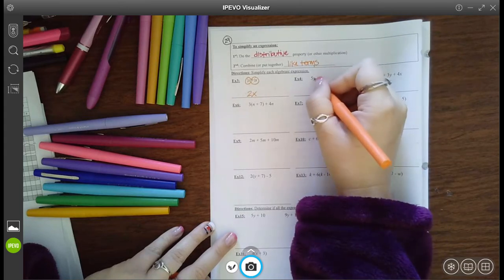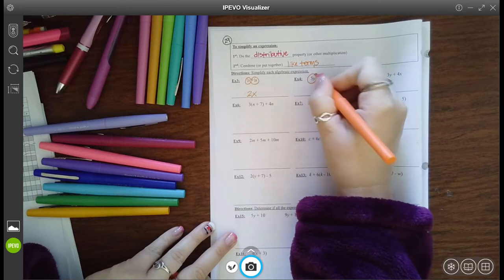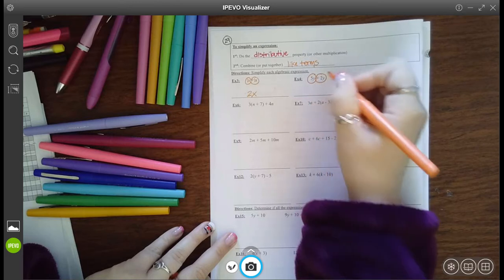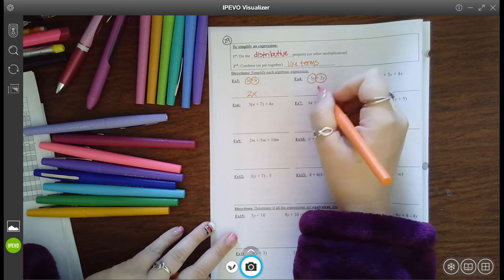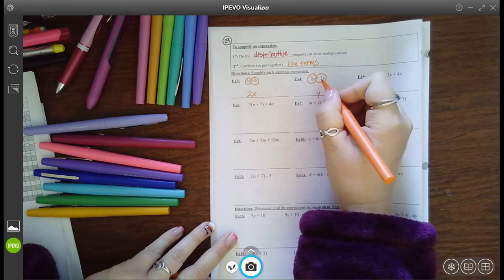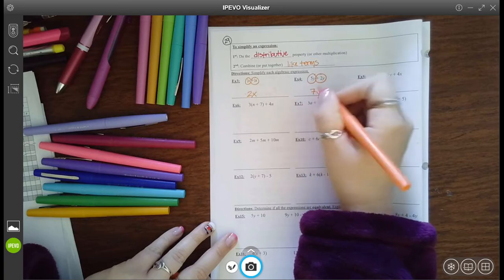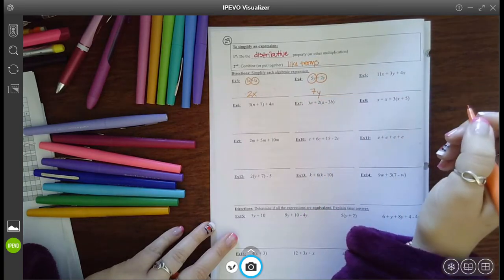This guy says 5y and 2y. They both are y's to the same power. So let's circle both of these. These are both like terms. So keep the y the same and then combine the numbers in front. What's that name for a number in front of a variable? Coefficient. Combine the coefficients. 5 plus 2 makes 7, so that combines into 7y.